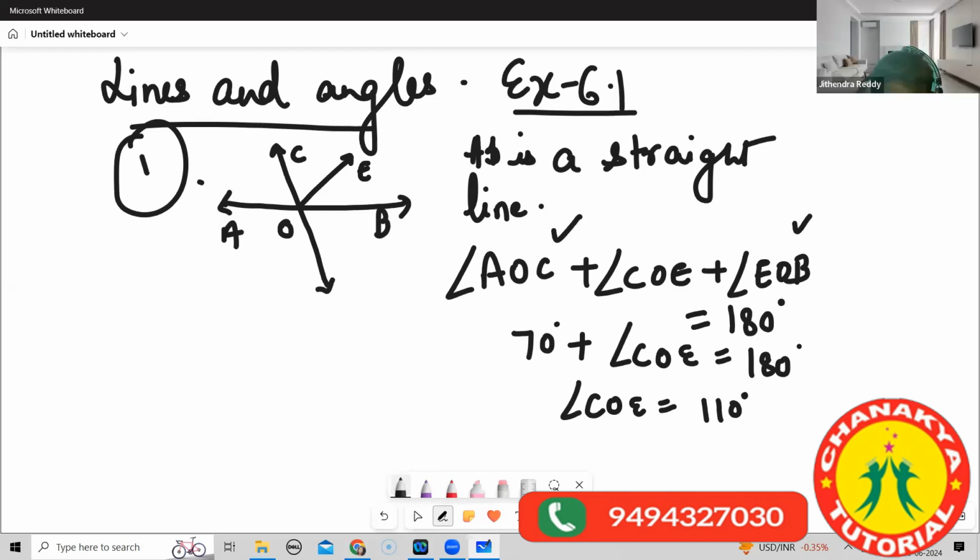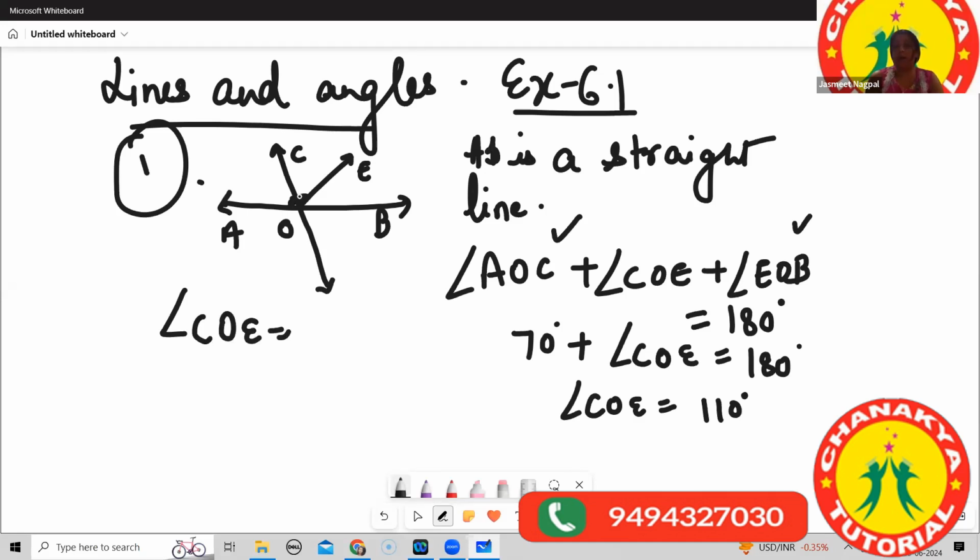So COE value is 110 and COE is a reflex angle, right? Where is the COE? This one, COE. BOE is given to you already, 70 degrees, we have used. Now, COE is not a reflex because this is in a straight line. This is a straight angle.